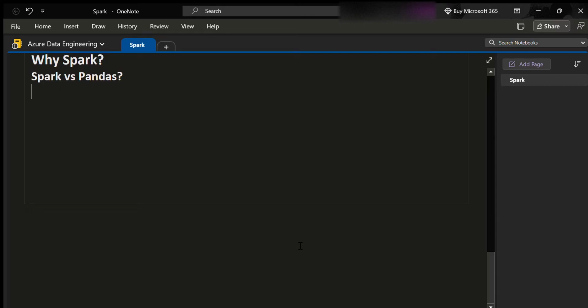Today we will be talking about why we should use Spark, and one of the important questions that may be asked is when do you use Spark and when do you use Pandas. So basically, Spark versus Pandas. So let's start with the first question, why Spark?